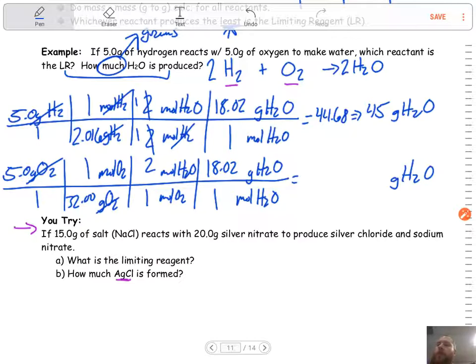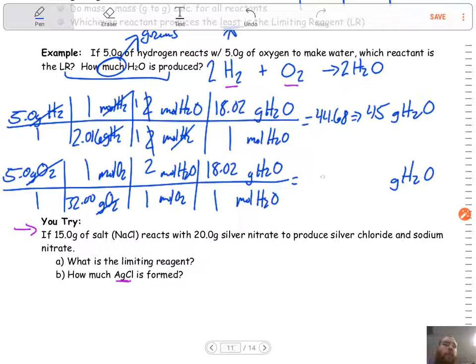So I can reduce if I want to, or I can just plug all my numbers in. Either way, rounding to the correct sig figs, you should end up with about 5.6 grams of water. Okay, so when you take a look at these two values, if oxygen was in excess, if we had an unlimited supply of oxygen, we could produce up to 45 grams of water based on starting with 5 grams of hydrogen.